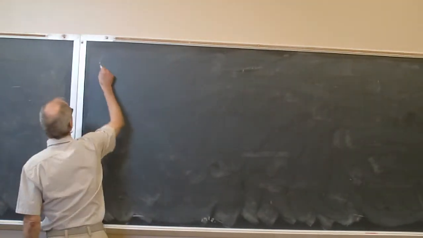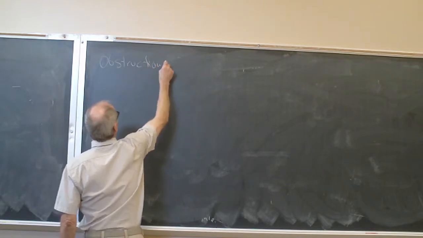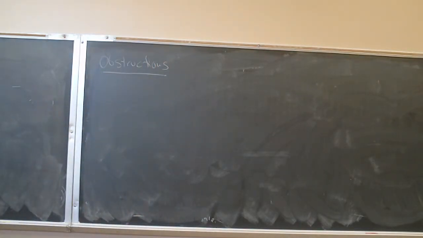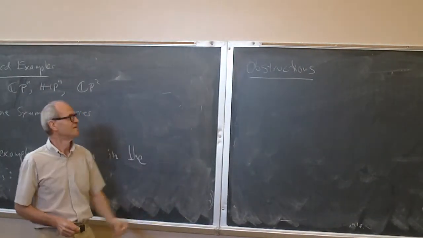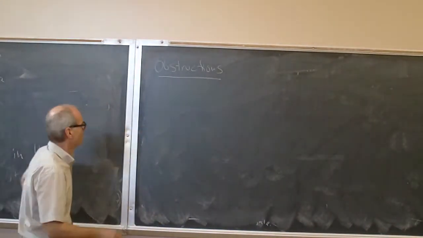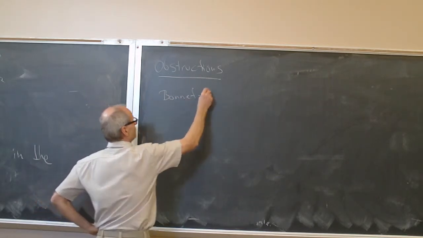But what's ironic is that if you look at the obstructions that are known, there are not so many, which is frustrating, because not knowing many obstructions means that there's a lot of space there to look for examples, and there shouldn't be so much space. So what are the obstructions? There are the classical ones. There's the Bonnet-Myers theorem.